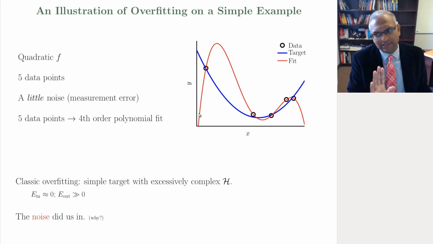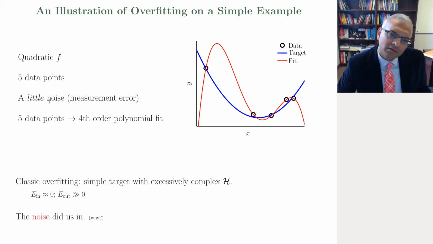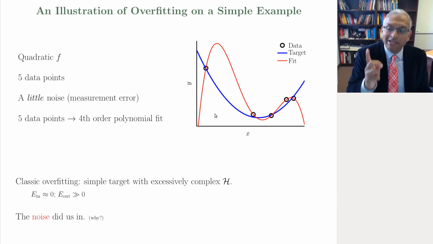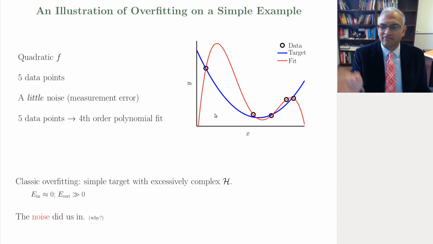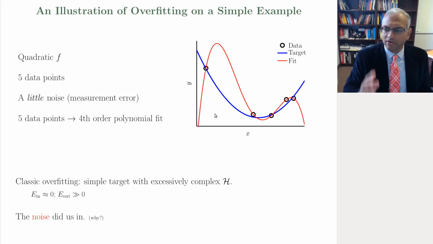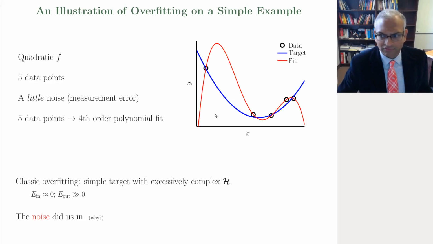But let's pause a little, think about it a little more. Let us play the thought experiment. What if the noise was 0? So what if I didn't add little measurement error? So now the 5 data points are on the blue curve, okay? And there's a result from algebra, which says that 5 non-degenerate points can be fit uniquely by a 4th order polynomial because you have 5 coefficients to set, you have 5 data points, and you get 5 equations and 5 unknowns you can uniquely solve.